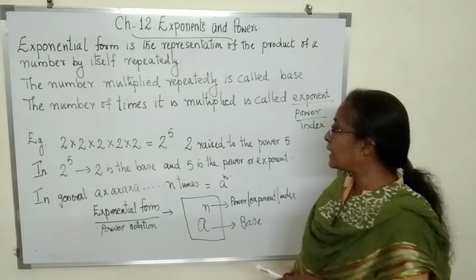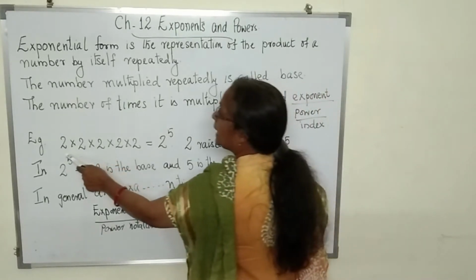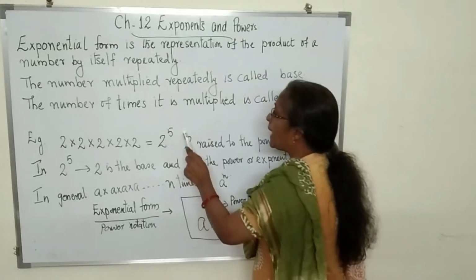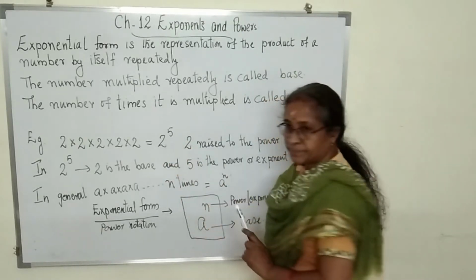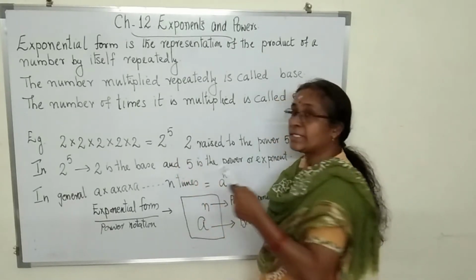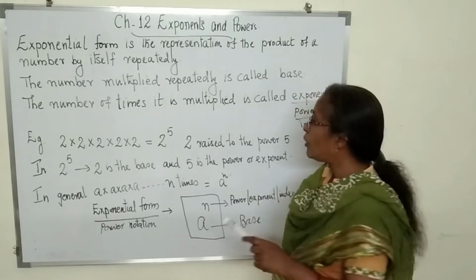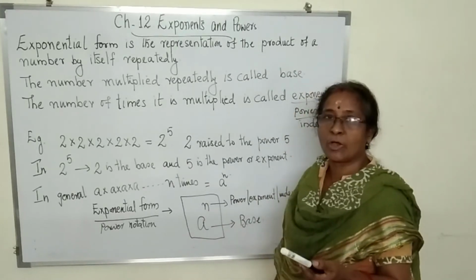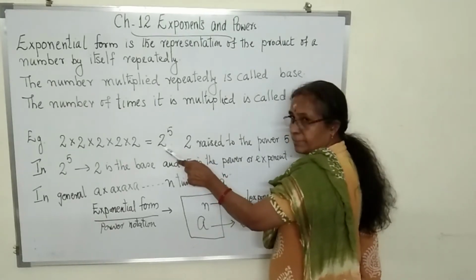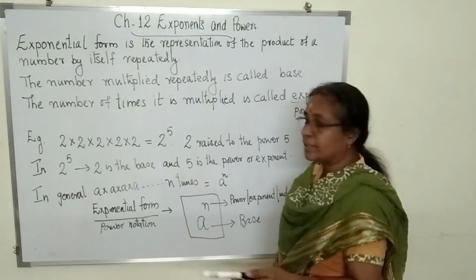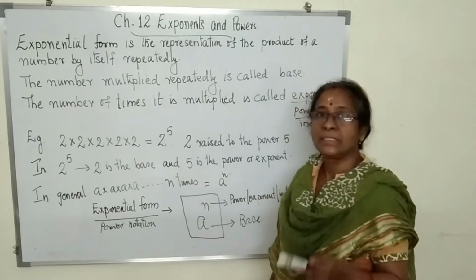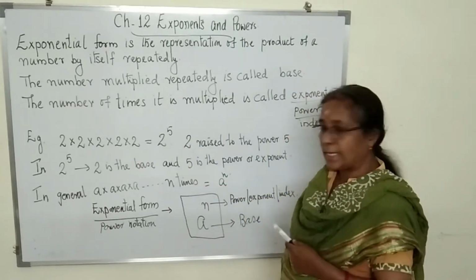Let us see an example. If you multiply 2 repeatedly by itself 5 times, we write the product in the short form as 2 raised to 5. How will you read it? This is read as 2 raised to the power 5, or in short form 2 raised to 5. Here 2 is the base which is multiplied repeatedly. Now how many times is it multiplied? 5 times. So 5 is the exponent or power or index.